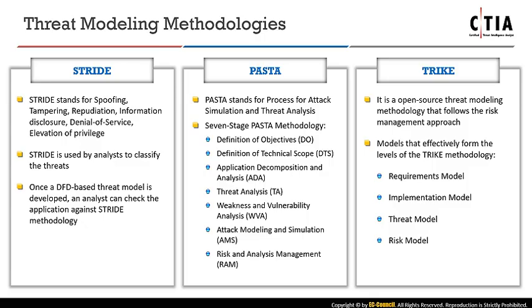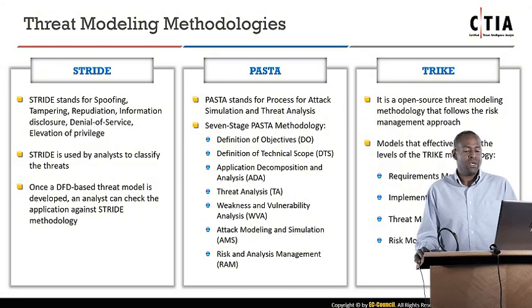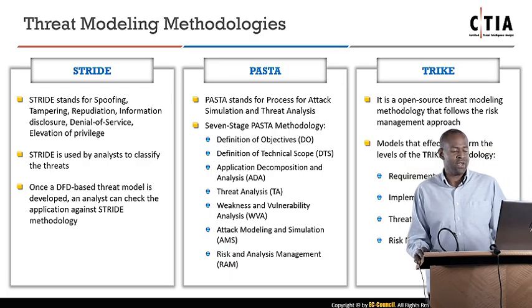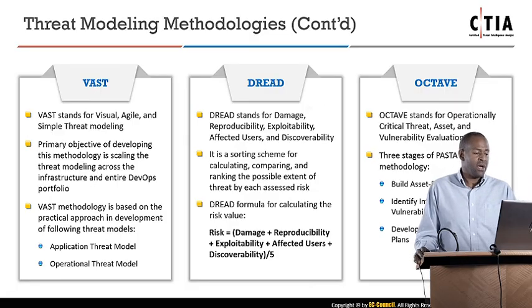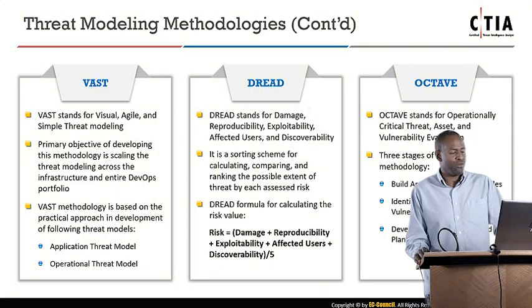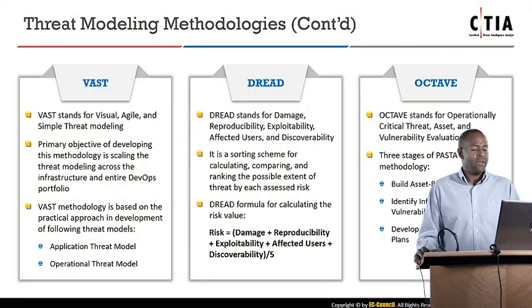Next we get to Trike, which we already talked about being open source. It models effectively. There's a Trike methodology that helps it to put together a really effective model: requirements, implementation, threat, and risk models. And these are the levels of the Trike methodology. VAST, which is the visual, agile, and simple threat modeling. We talked about that before, really working with that DevOps portfolio, based upon that practical approach we're talking about before.